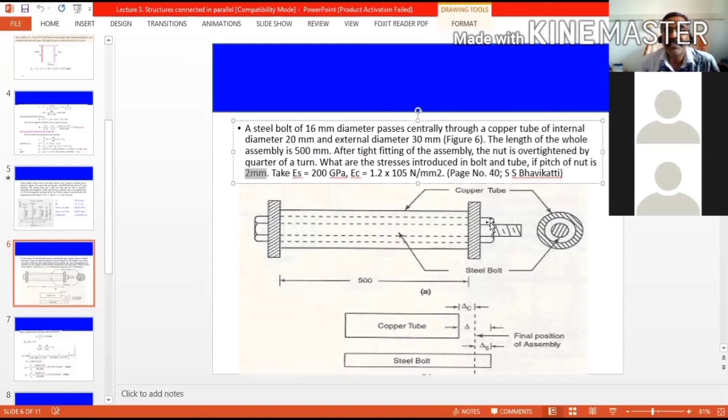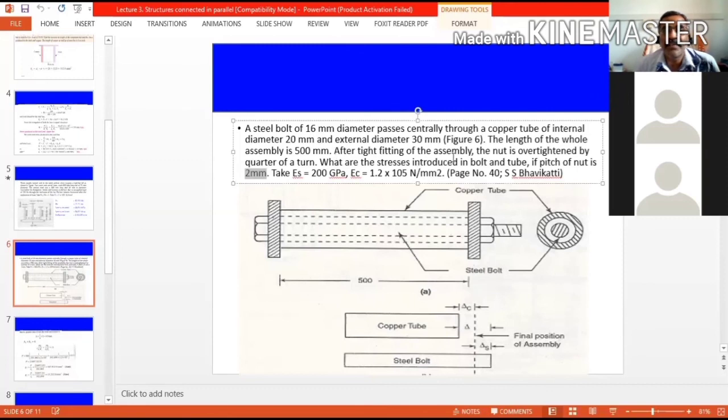If you rotate the nut by 1 rotation, the nut will move axially. How much distance? Equal to pitch. That is 2 millimeter. Right?